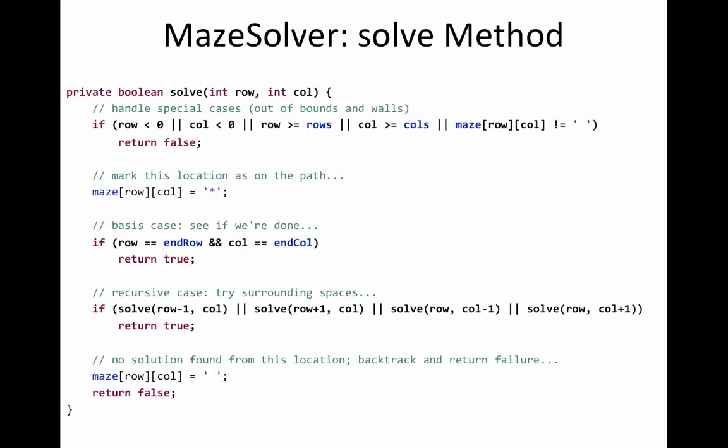We will check the base case, the happy case, if we are done. And then, if this is not the end of the maze, we're going to try the surrounding spaces, all of our neighbors. If one of them returns true, then our method is going to return true and we will all be happy. Otherwise, we're going to unmark this location. We're going to backtrack. So this is not a location through which we can go to the end of the maze. And we will also return false, so that this location, this path, is not followed.